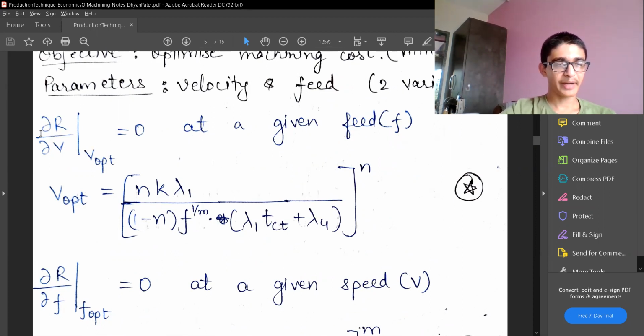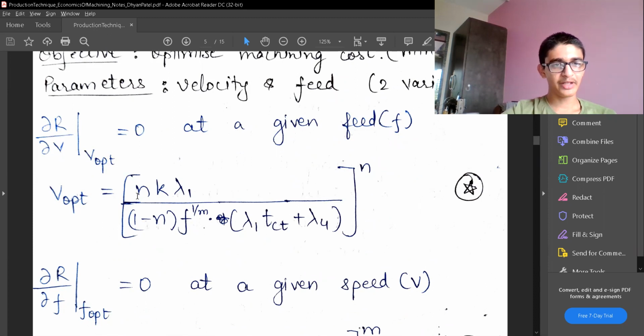So first will be del R by del V, that is V optimization. I'm taking partial derivatives because there are two variables. So the partial derivative of R with respect to velocity will give me the optimum velocity. And when I equate it with 0, I get the expression as this. So this is the final expression. You need to understand this. You need not remember this. This will surely be given in all the exams.